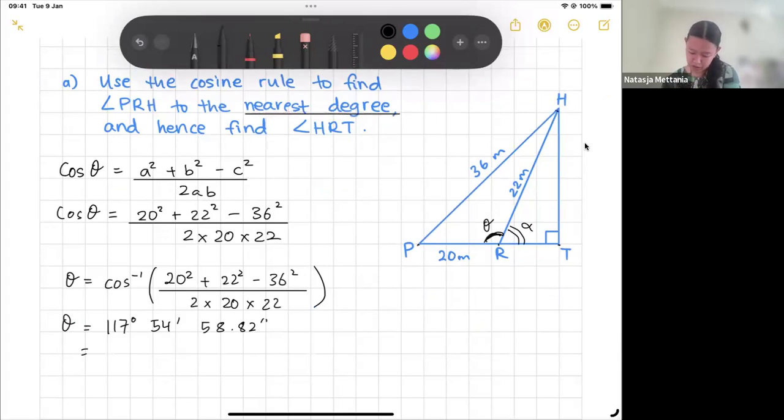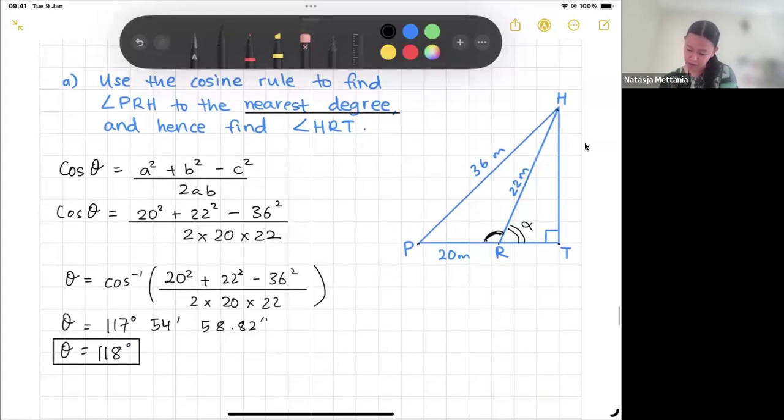My question told me that I have to round it to the nearest degree. So in this case, the nearest degree is here. I look at my neighboring friend, my minutes. Is it more than 30? If it's more than 30, I'll round up. If it's less than 30, then I'll round down. In this case, it's more than 30, so my answer is supposed to be 118 degrees. Angle PRH, which I found, is 118 degrees.